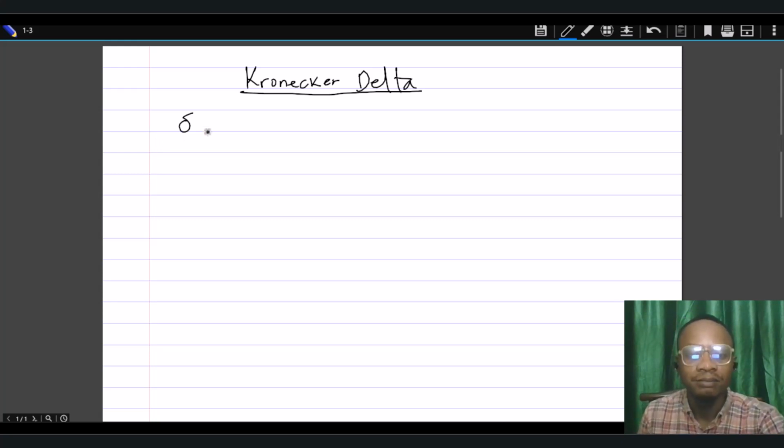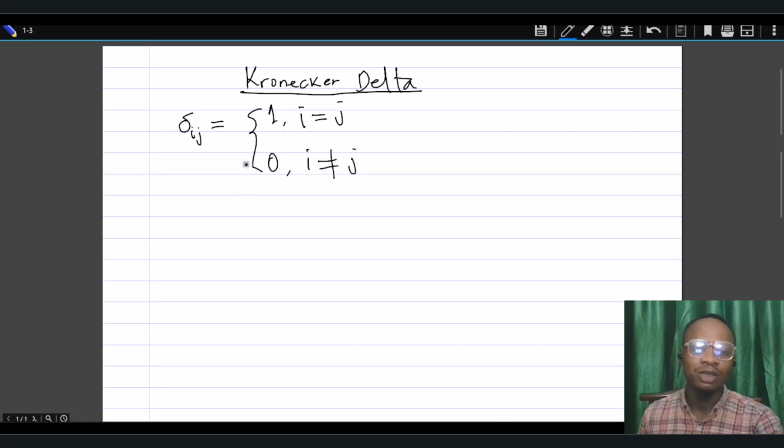So, if you have the conical delta, it usually comes with two subscripts. Let's say it comes with subscripts i and j. What is the meaning of this delta notation here? I'm going to write this out as a piecewise defined function. It's going to be 1 when i equals j and 0 otherwise. If i is not equal to j, then it is 0.